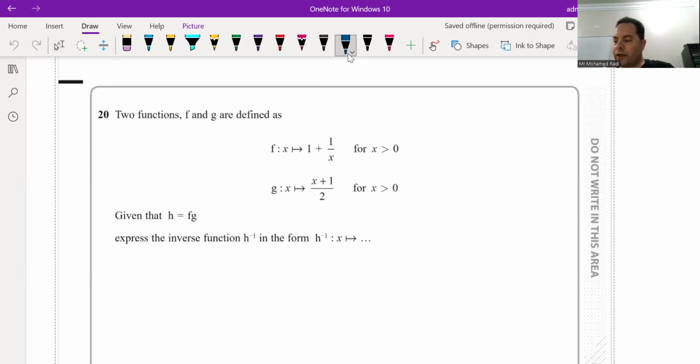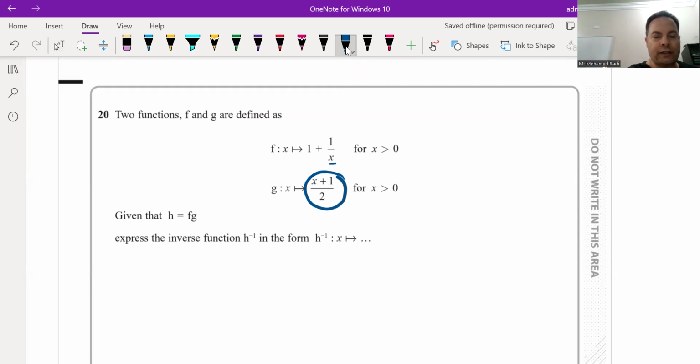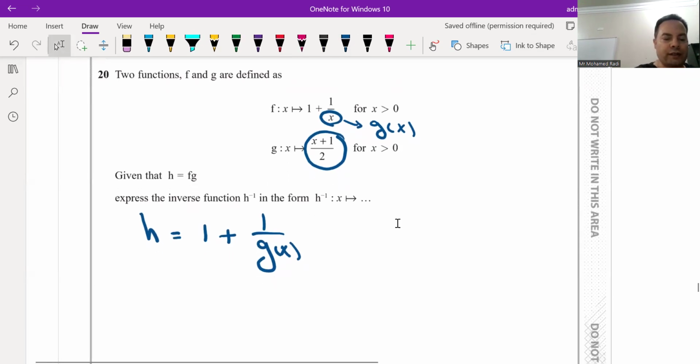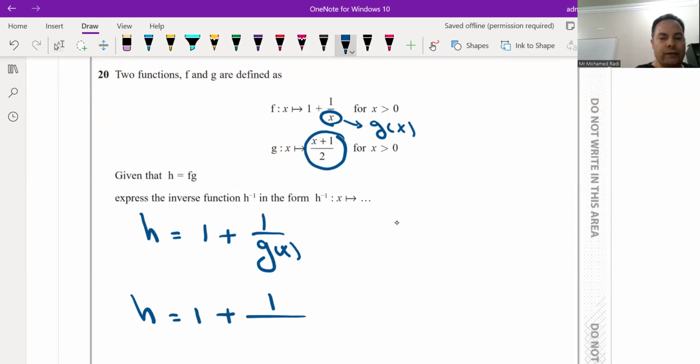The first part, to get f of g of x, substitute g in f. This is called g. Remove x and write it as g of x. So h is equal to 1 plus 1 over g of x. Now remove x and write g of x. So h is equal to 1 plus 1 over g, which is x plus 1 divided by 2.